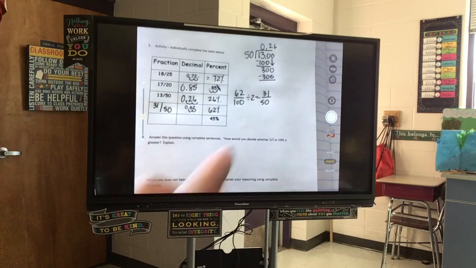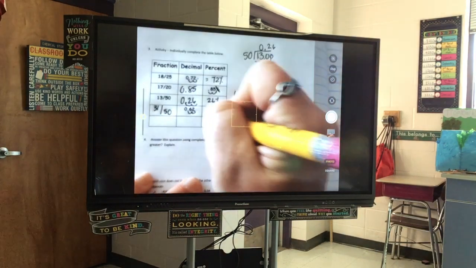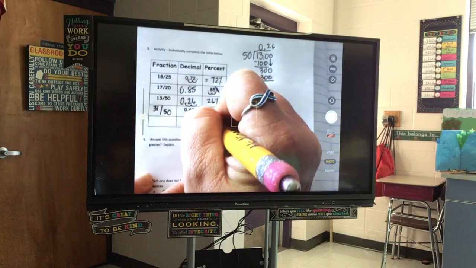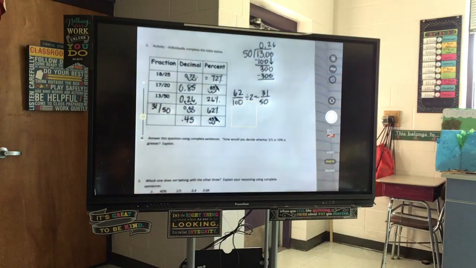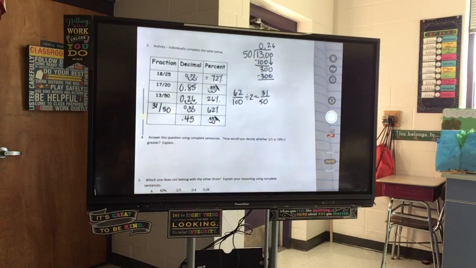All right, last one, 45%. Walk me through going to a decimal. Gabby? Move the decimal 2 times to the left and take away the percent sign. Perfect. All right. Walk me through how to get my fraction. How do I get my fraction? Bryson? So, you use your decimal. No. Easier than that.